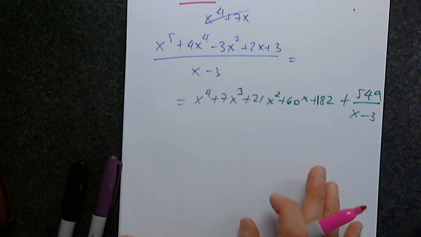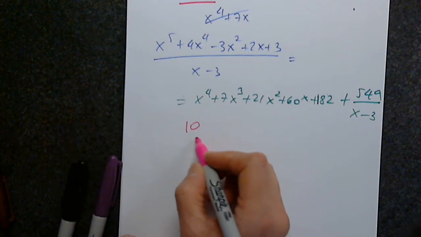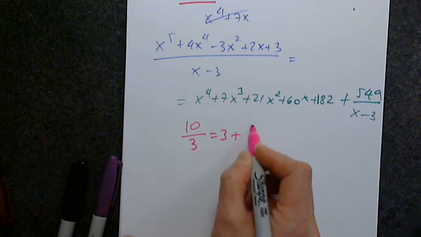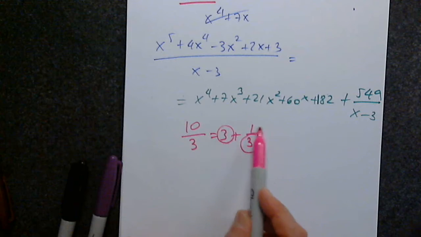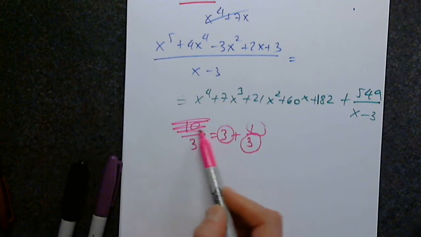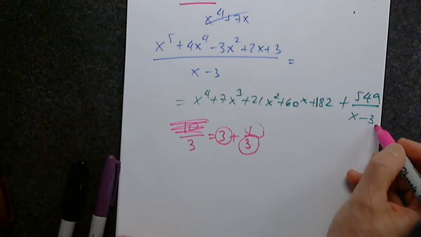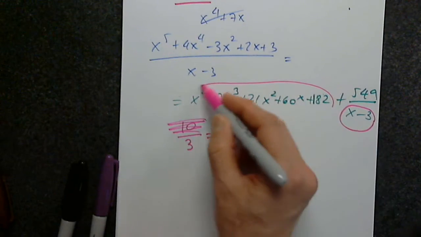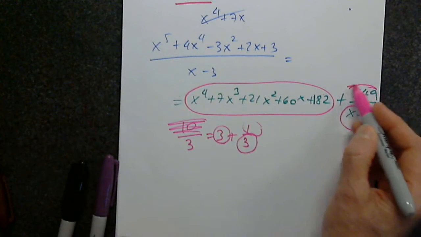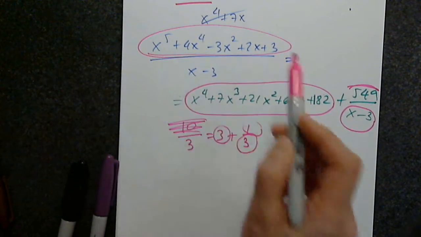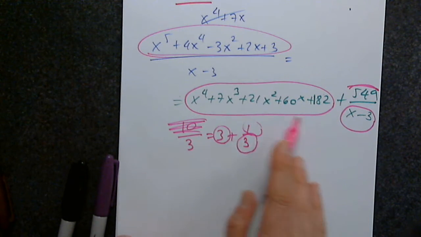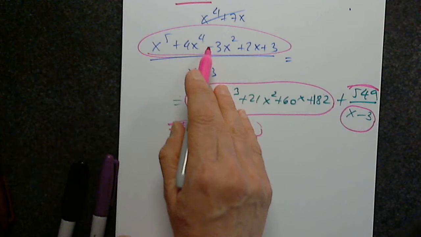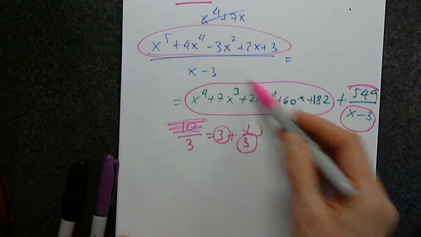Here's how I show you that this is correct. It's the way I show you that 10 divided by 3 equals 3 plus 1/3. I'll say this: 3 times 3 plus 1 is 10. X minus 3 times this plus 549 must be this. 3 times 3 plus 1 must be this. This times this plus this must be that. If it isn't, then this is wrong.